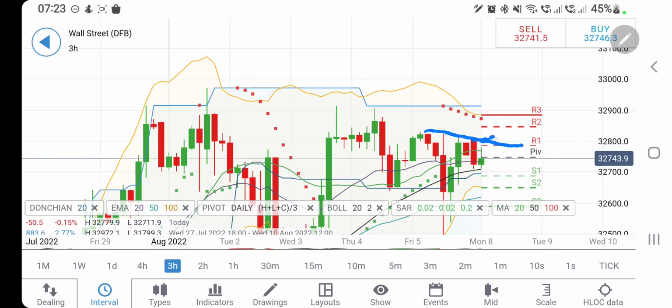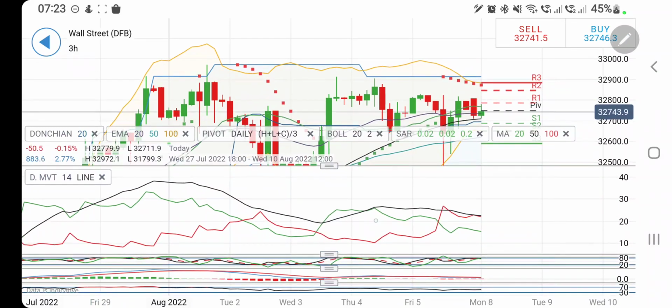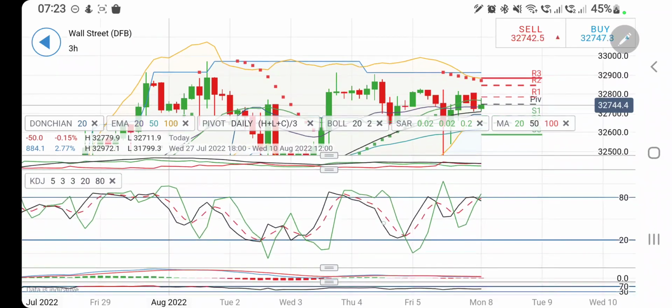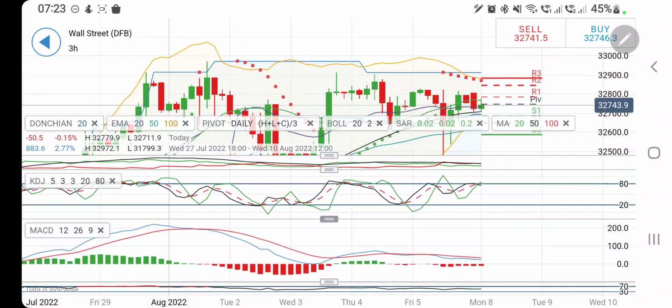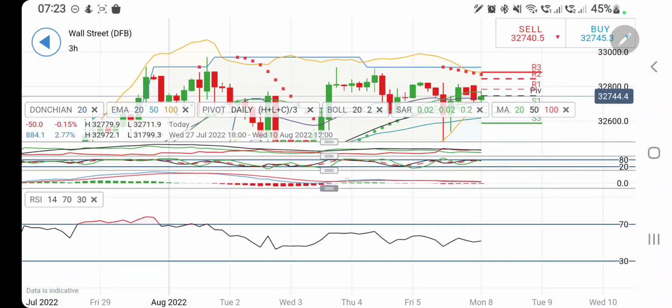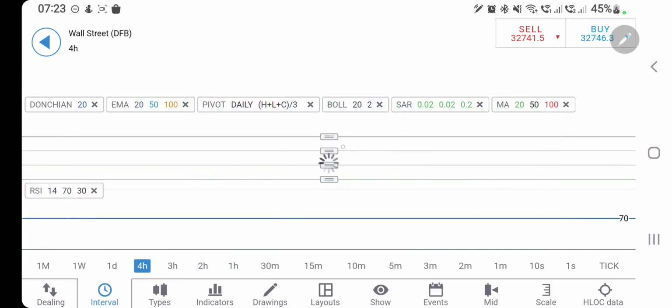If it breaks past 32,820, probably we can consider this as bullish, and on the downside, if it breaks past 32,700 and 680, probably we can consider this as bearish. In between these 140 points, you have to be very aware. Directional movement is bearish. Stochastic is overbought and it is looking downwards. The MACD is bearish. RSI is looking upwards.